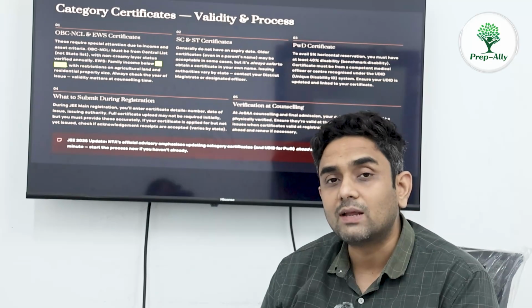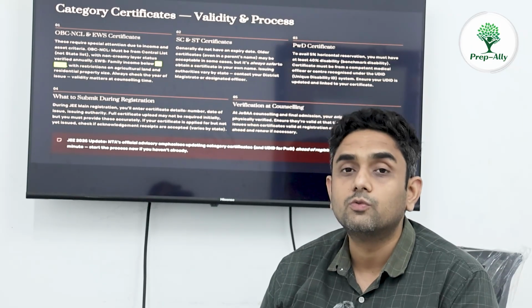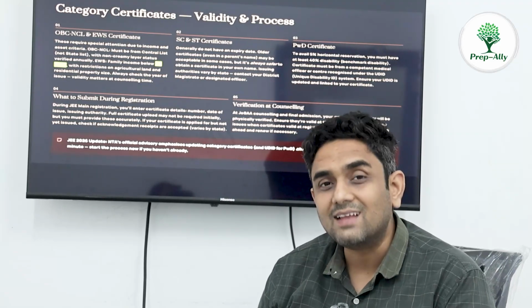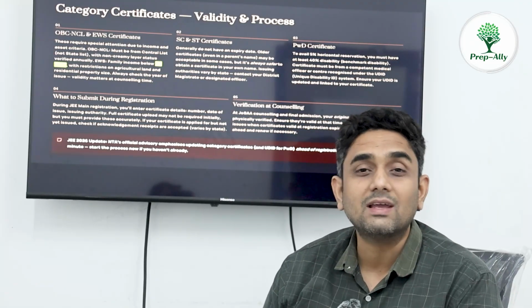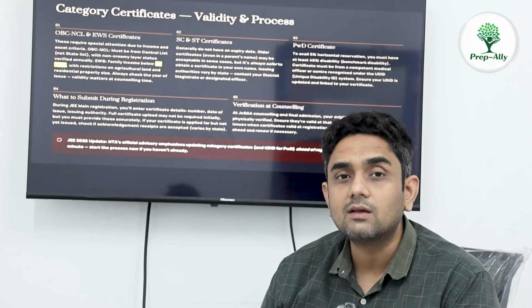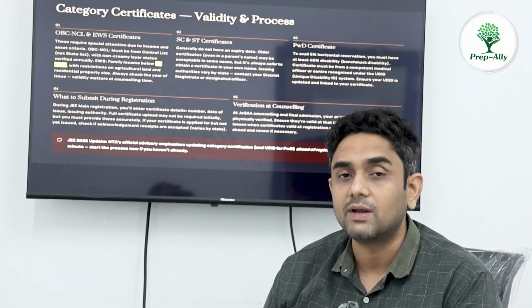And it's not just about one time. Even when you go for JOSAA in the month of June, then again you have to get a new certificate for the OBC NCL or for the EWS, because it depends on your yearly income. So based on the income tax, based on your yearly income, these certificates are obtained.